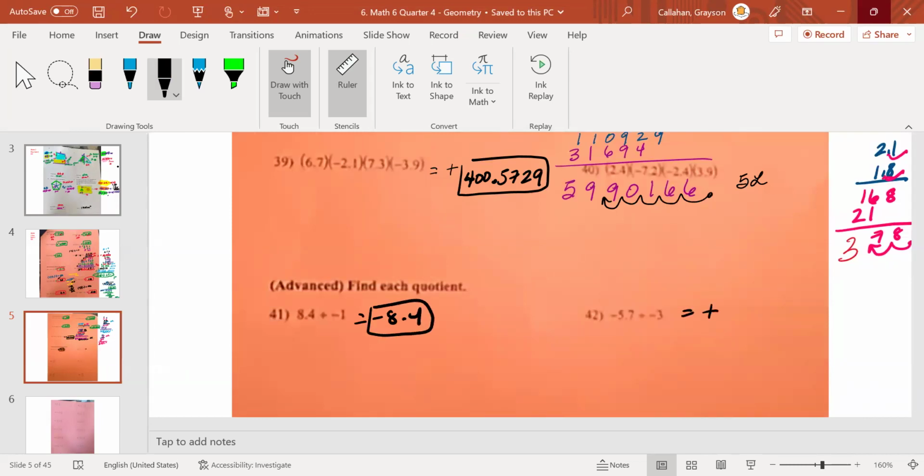This one is going to be a positive 5.7 divided by point... Is that a 3 or a 0.3? Is it a 3 for number 42? Is that a 3? Not 0.3, right? It's just 3. Okay, so 1.9.